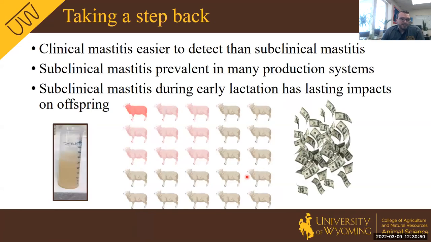So taking a step back, let's do a quick recap here. Clinical mastitis is much easier to detect than subclinical mastitis because we have those visually apparent signs. However, subclinical mastitis is much more prevalent in most production systems, about 3 to 5 times more prevalent than clinical mastitis, likely much more. In this figure, we can see this ewe has clinical mastitis, but there are about 5 times more ewes that have subclinical mastitis within our flock. And again, the remainder of ewes would be considered healthy. These subclinically infected ewes, if they had mastitis during early lactation, have lasting impacts on offspring, observed even at weaning.